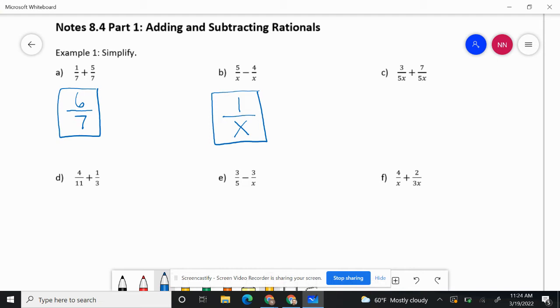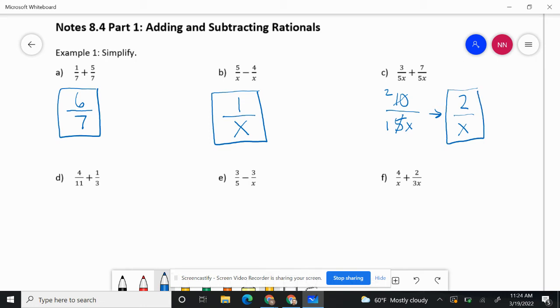Pause the video, see if you could try letter C. Now, if we're looking at letter C, we see that our denominator is 5x, because that's our common denominator. 3 plus 7 is 10. Now, this one's slightly tricky because if we notice, the 10 and the 5 can actually reduce. This becomes a 1 and the 10 becomes a 2. So what we have is 2 over x.